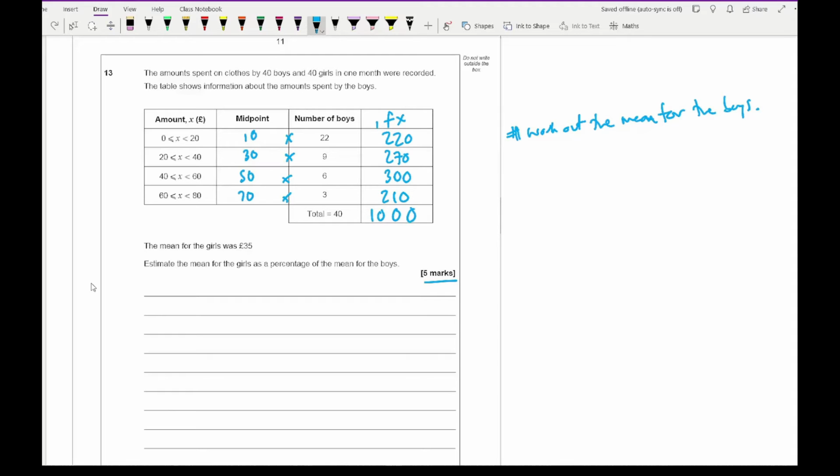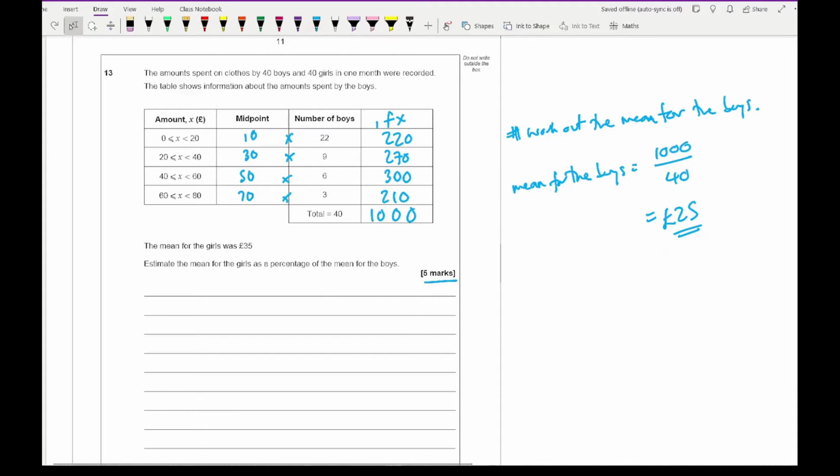So to work out the mean for the boys, it's going to be 1000 divided by 40, which is going to give me £25. So here what we then need to do is to work out the estimate of the mean of the girls as a percentage of the mean of the boys.